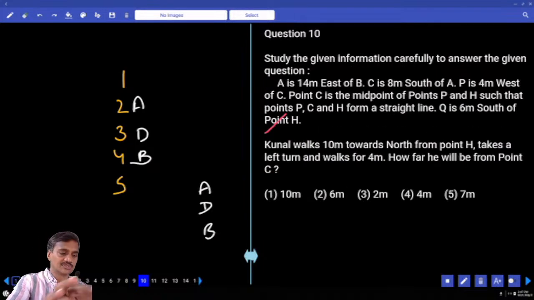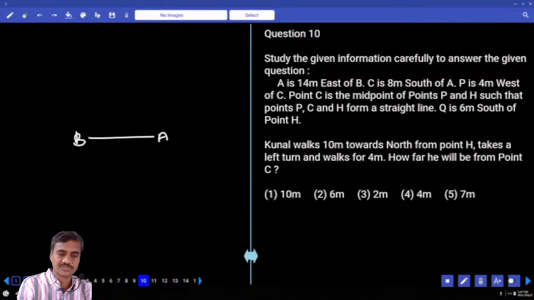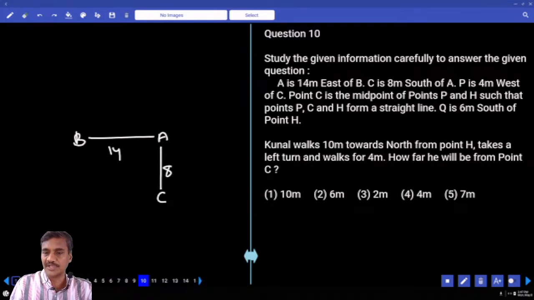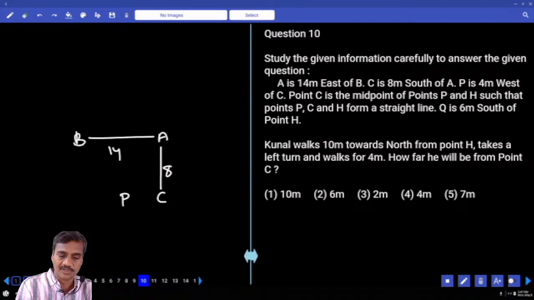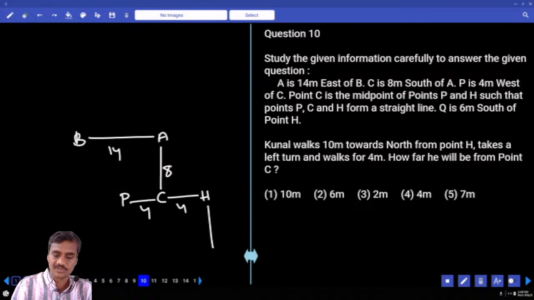Then the 10th one, it is based on directions. Now A is 14 meters east of B. A is here, the distance is 14. C is 8 meters to the south of A. P is 4 meters to the west of C. Now the distance between these two is 4. And C is the midpoint of P and H, 4 and 4. And P, C, H form a straight line. Q is 6 meters to the south of H.